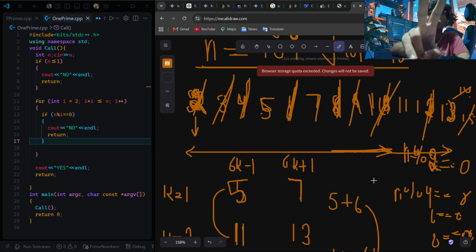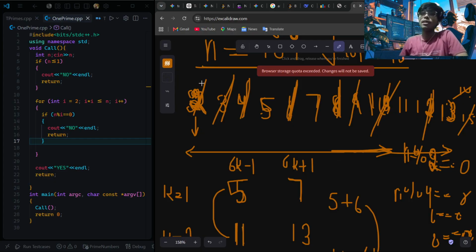And the second thing we have to understand here is that if any number is not divisible by 3, then it is also not divisible by 6 or 9 or 12 or 15 or any of the multiples of 3. Okay, so that is the first thing we are observing.